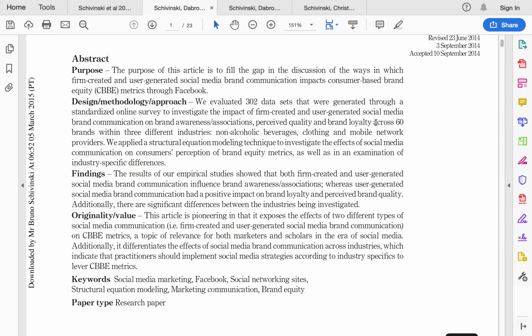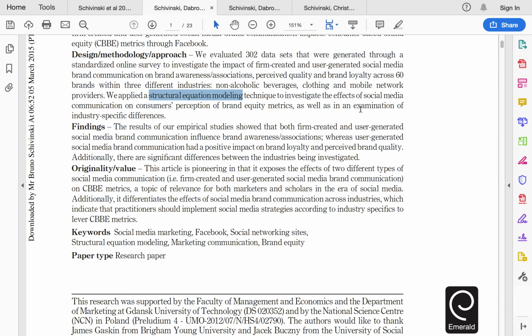What else? And then I'm talking here about brands that were in three industries: non-alcoholic, clothing, and network providers, the mobile network providers. I'm mentioning here structural equation modeling, okay? And that's it, okay? If you need a little bit more, here I'm talking about how it checked the metrics and so on.